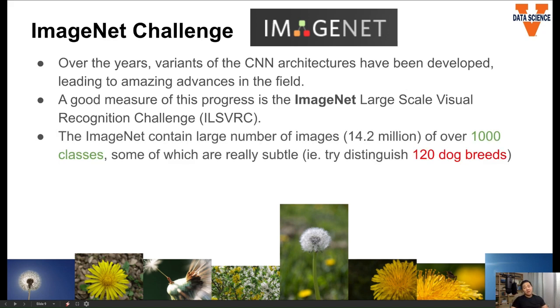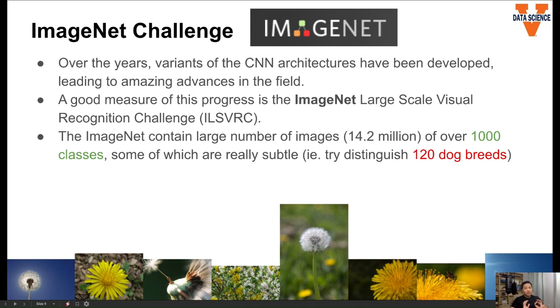ImageNet contains a huge number of images, 14.2 million, and it started with a research group from Stanford, led by Fei-Fei Li, who was just trying to build her own data set. It started with Stanford, but then became more open, so a lot of people started contributing to ImageNet, and it grew to over 14 million images with over 1,000 different classes, and some of the classes are really subtle. So think about it like if you're trying to distinguish 120 or more different types of dog breeds, right?